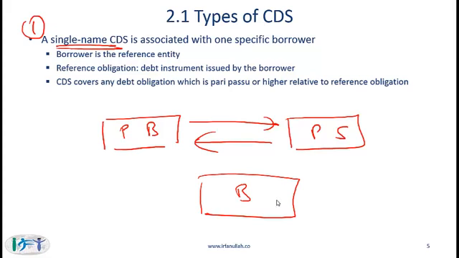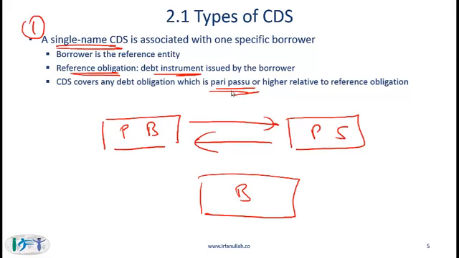Now, the borrower might have issued a corporate bond. So this borrower might be General Electric. General Electric might have issued a particular bond, and if the CDS is on that bond, then the bond is called the reference obligation. It is the debt instrument which has been issued by the borrower. Also note that the CDS would cover any debt obligation which is pari passu, and this is a term that we see in fixed income securities. Pari passu means at the same level.